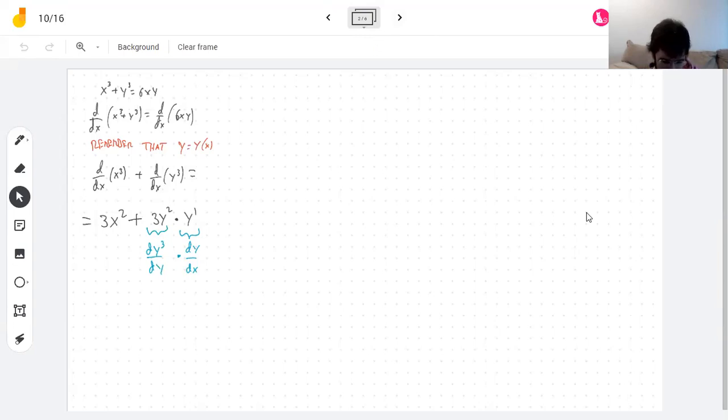Now, on the other side, I have the derivative of 6xy. And I know constants that are multiplying can come out of derivatives. So now, what rule do I need to use here to take the derivative of x times y? There are only like 5 or 6 options. The sum rule, the constant multiple, the product, the quotient, the chain rule, the exponential. Thank you, Sydney. Product rule. Yeah, x times y is a product. So the product rule.